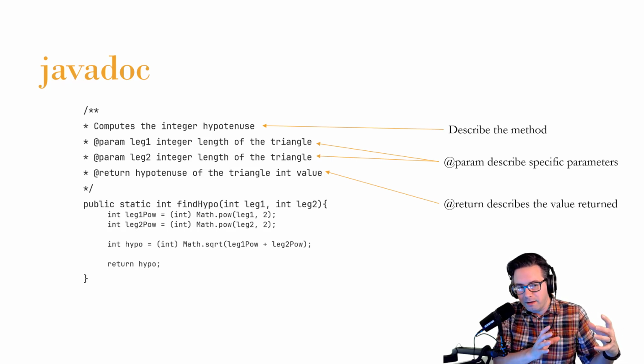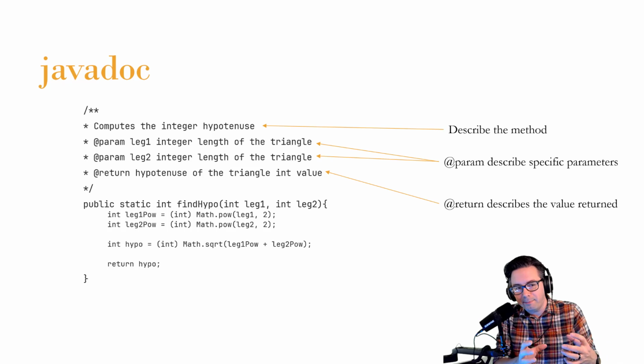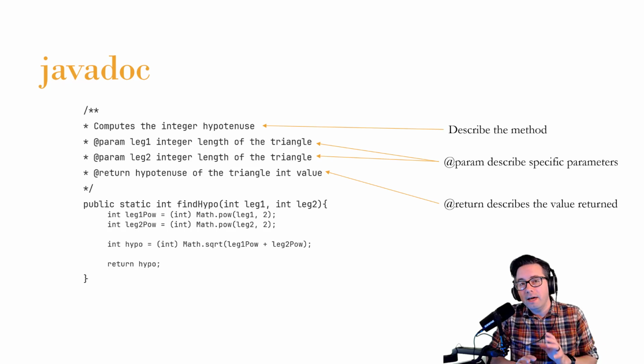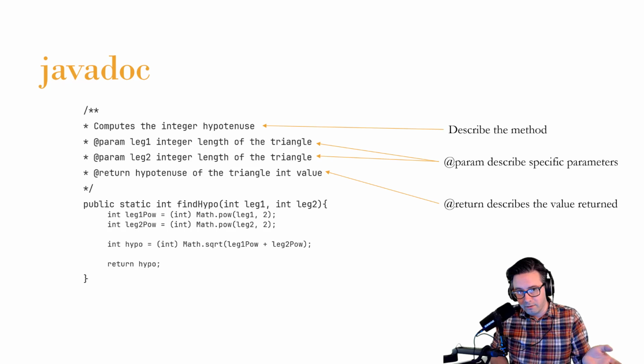So in having that kind of encapsulation, we are allowed to have some abstraction. Imagine that we're using this method here, which finds the hypotenuse. This is dealing with the Pythagorean theorem, a squared plus b squared equals c squared. This finds the value of c in that equation.